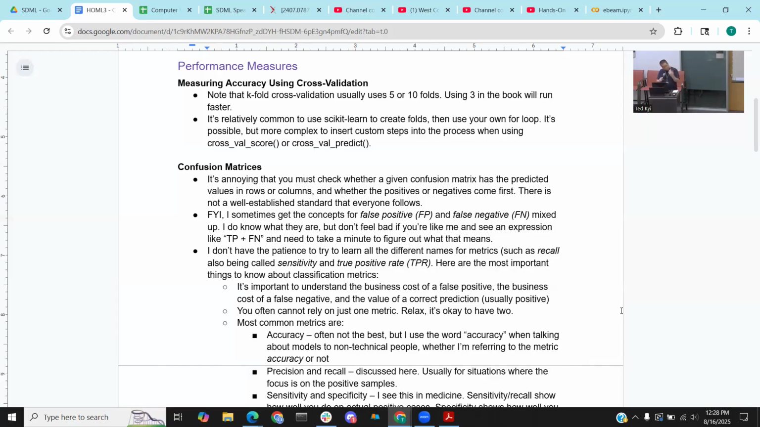And it is possible to do these things with Scikit-Learn with these built-ins, but it's just a little bit more obvious if you have your own for loop. And so I think that's pretty common. You see people use Scikit-Learn to set up the folds. It'll build all your indices, and then they just manually do the iteration themselves.